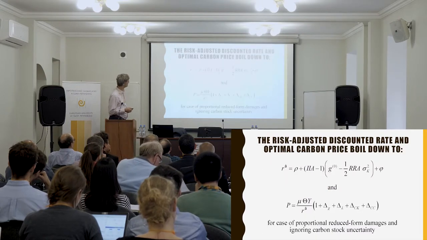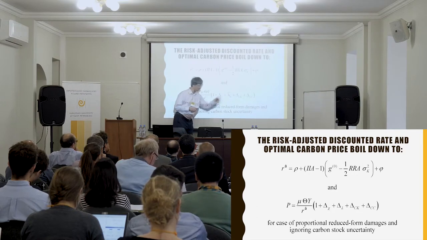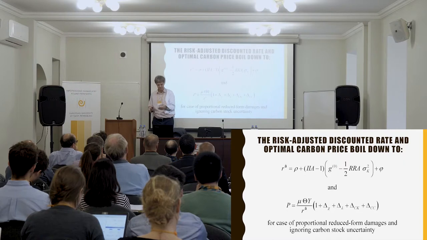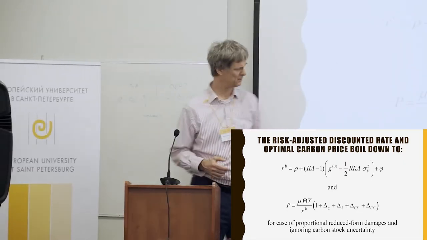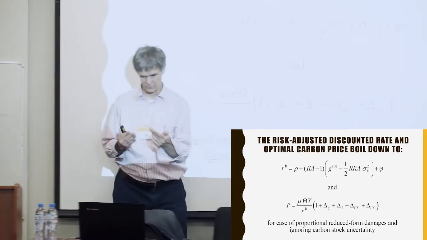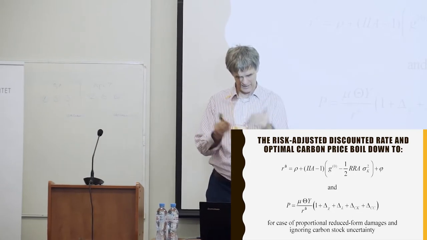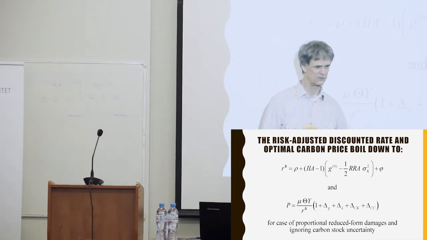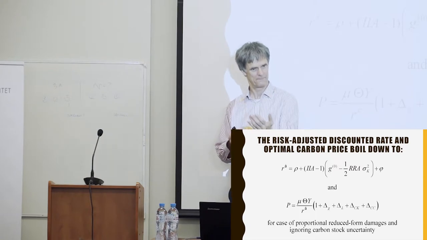So then, if you look at the carbon price, there were these terms, and these terms all multiplied. Now I'm going to tell you what each of these terms are, just in intuition. So let's first look at these two terms. These two terms are the effect of the volatility in the climate, in the temperature response, the climate sensitivity, and the volatility, the uncertainty if you want, in the ratio of damages to GDP.